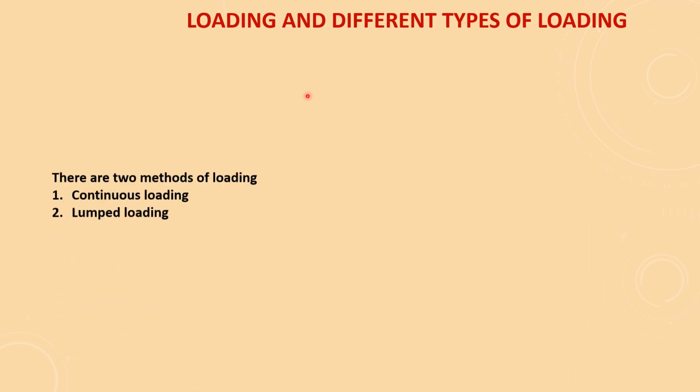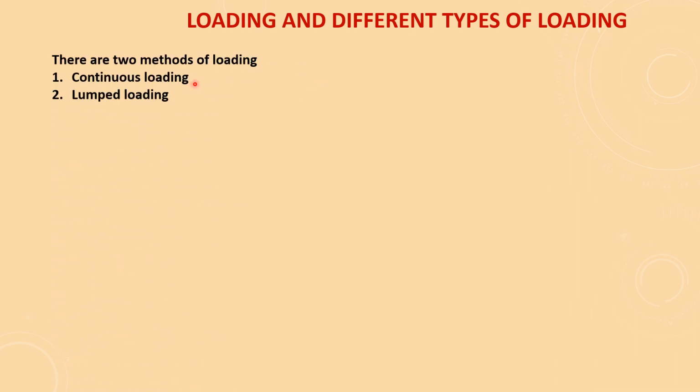There are two types of loading: one is continuous loading, the other is lumped loading. The basic difference is that in continuous loading, we add the inductance by means of magnetic tapes, that is, magnetic tapes wound on each conductor. Likewise we can increase the inductance. That is nothing but continuous loading, where we load the magnetic tapes throughout the conductor.